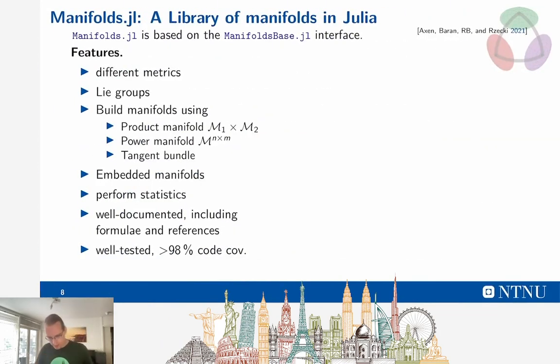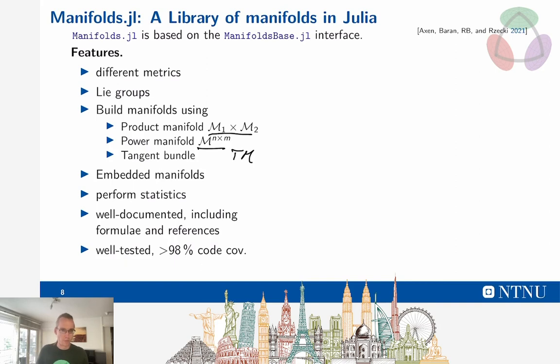Based on that, Manifolds.jl is a library of manifolds, which provides a large set of manifolds, but especially also different metrics for a manifold. You can take a different metric on the tangent spaces, Lie groups, and you can build more manifolds by building products or powers of manifolds. The tangent bundle TM is automatically available. You have a system to embed a manifold. The sphere S2 is embedded in R3.